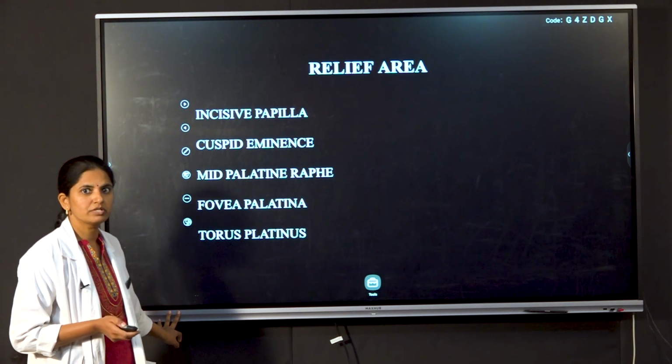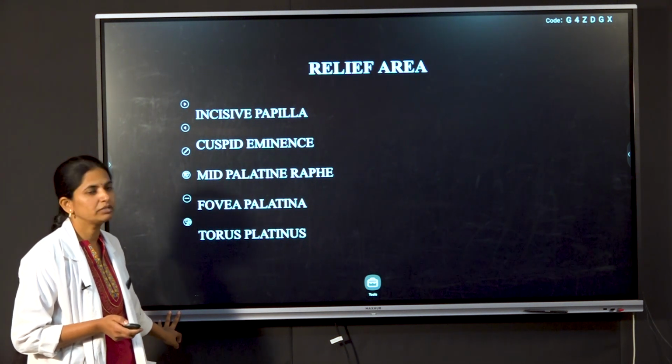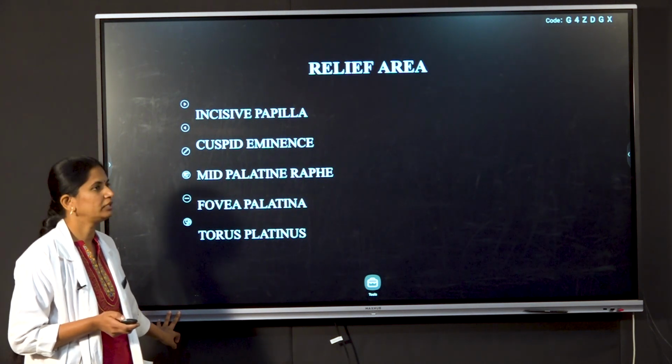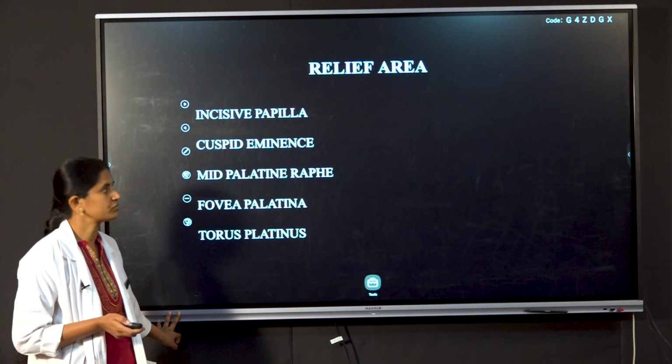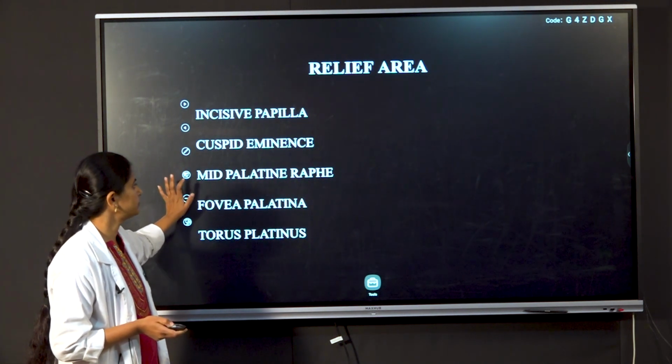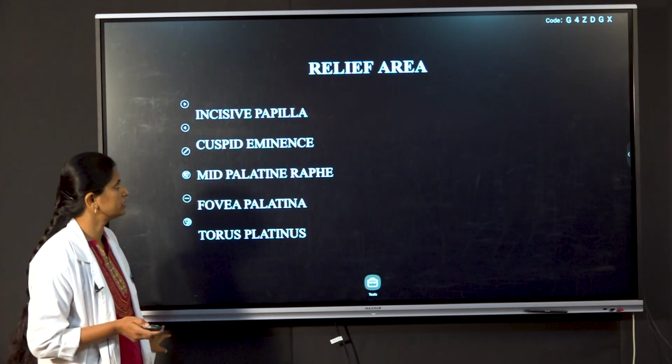And coming to the relief areas, why they are called relief areas: here sometimes the submucosa is very thin, or it is covered by vital structures, or there are bony prominences, so we need to give relief, otherwise it leads to ulceration and necrosis of the tissue. The relief areas are incisive papilla, cuspid eminence, mid-palatal raphe, fovea palatina and torus palatinus.